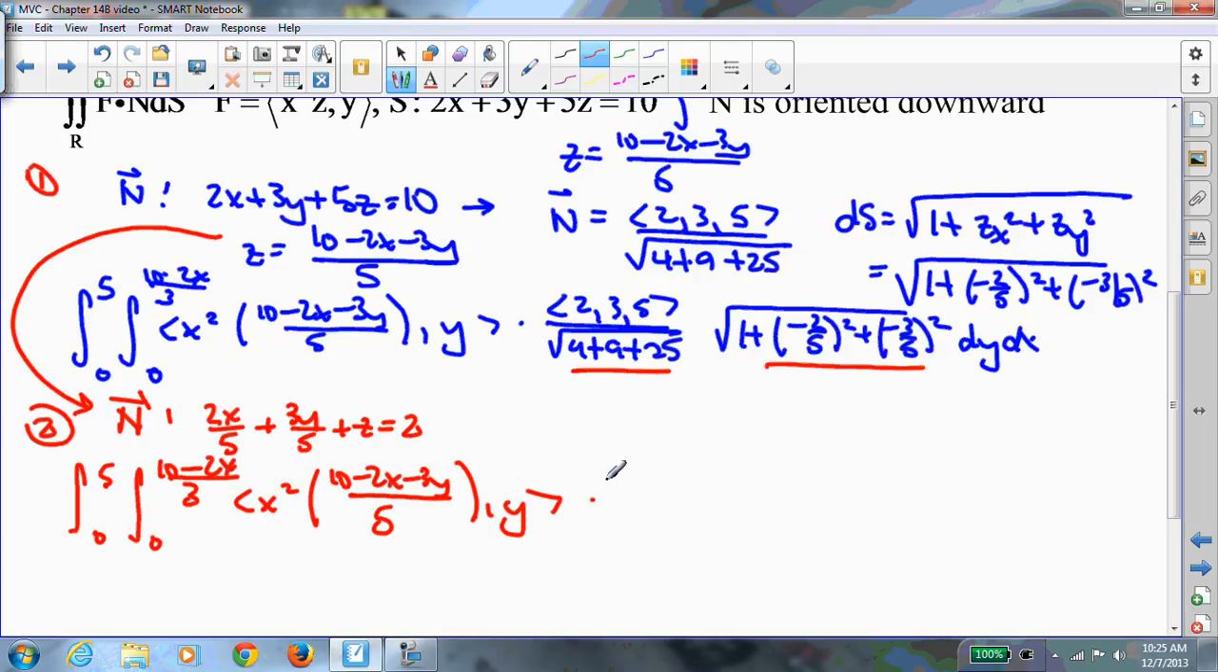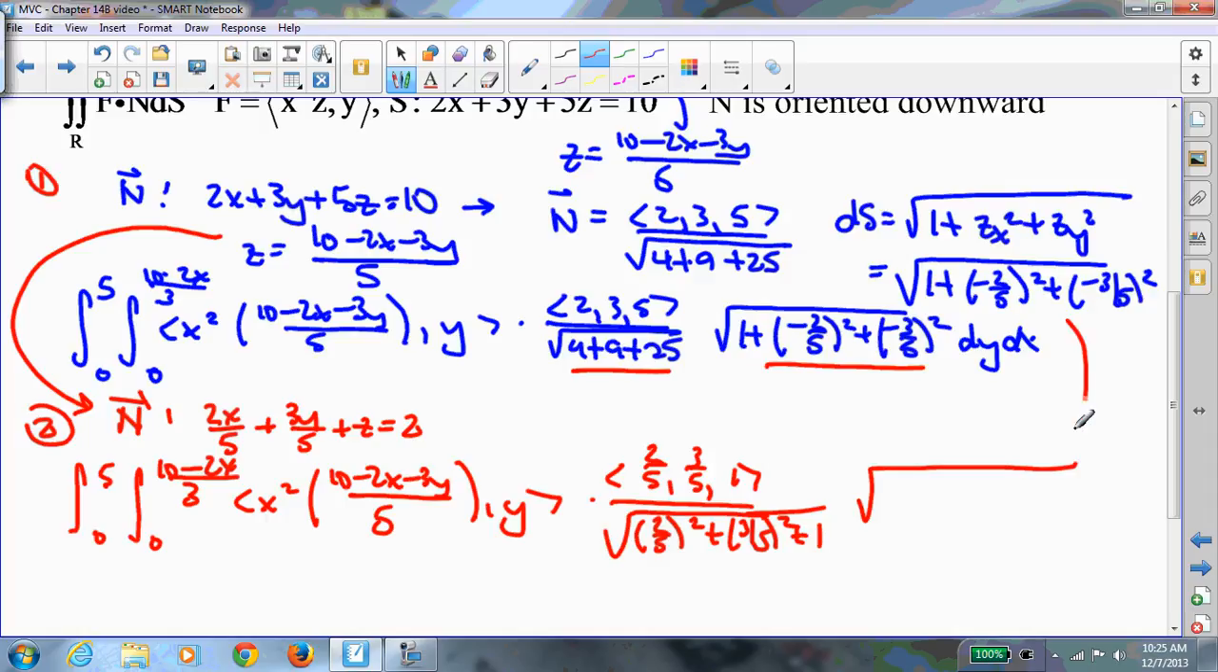Dot, this time my normal vector is going to be 2/5, 3/5, 1, all over the magnitude of 2/5 squared plus 3/5 squared plus 1, times my ds component, which is still the same as this ds component, 1 plus 2/5 squared plus 3/5 squared. And it was dy dx.